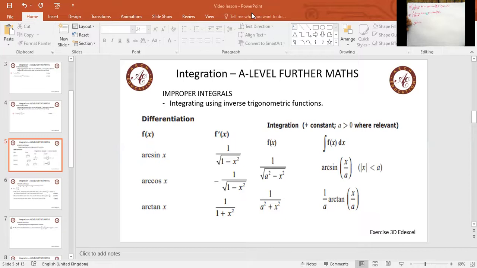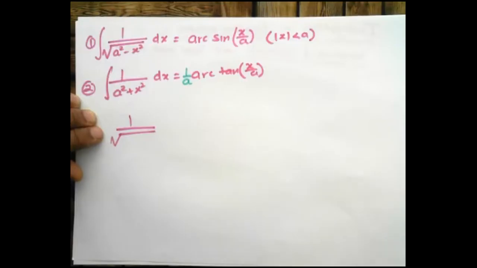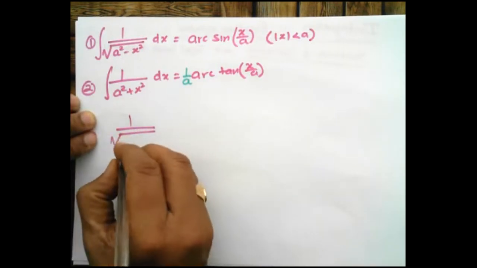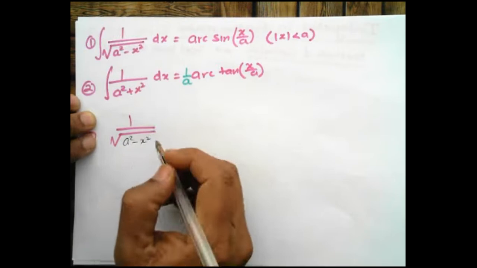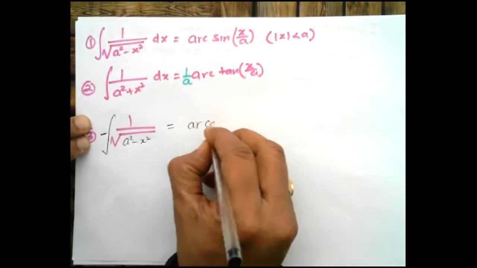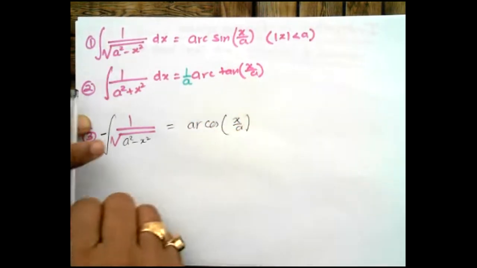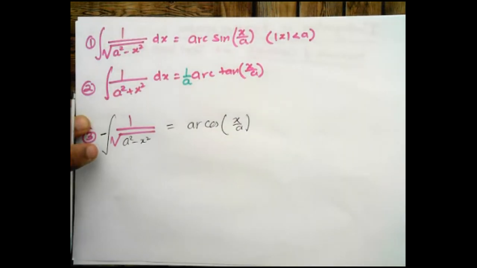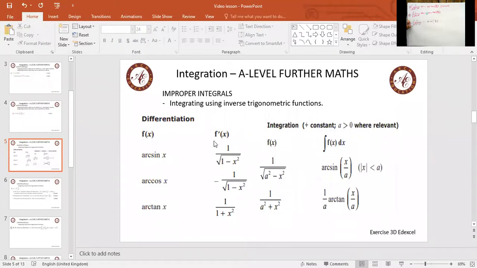The second thing which is missing here is why there is no formula for arc cos x over a. Let me go over that quickly. If you do a squared minus x squared at the bottom and integrate it with a negative sign outside, you get arc cos x over a. This comes from the differentiations, so check carefully in the formula book. If you differentiate this, you should get that.